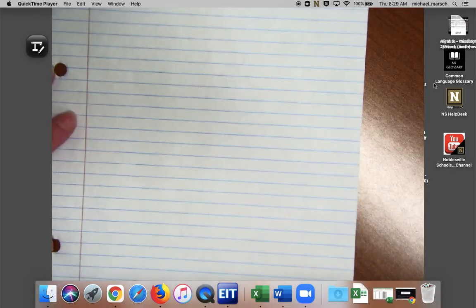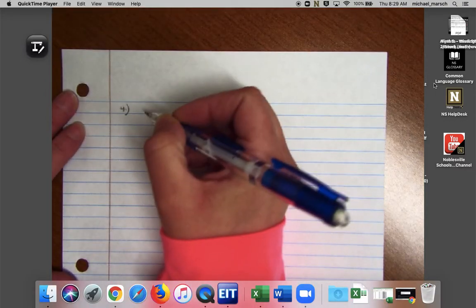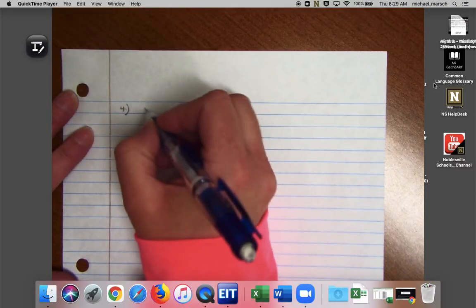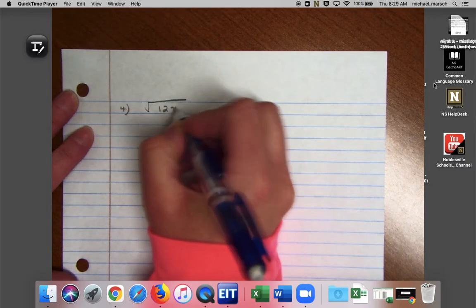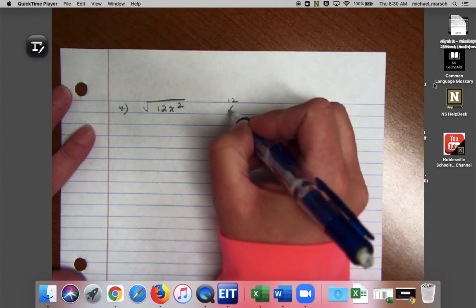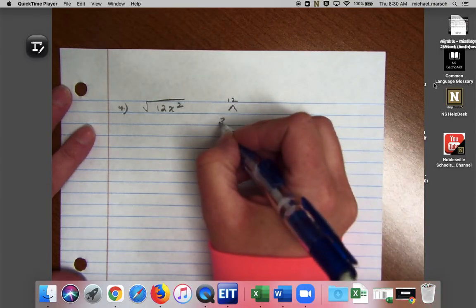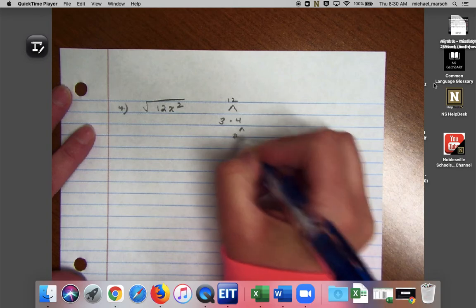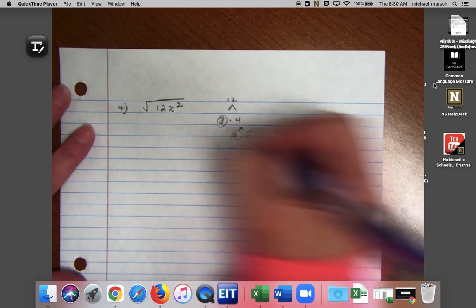I'm ready for example 4. There we go. So I'm going to have the square root of 12x squared. So I'm going to do the same thing. I'm going to take that 12, and I'm going to do my factor tree. I'm going to do 3 times 4. 4 turns into 2 times 2. So I've got my factors.